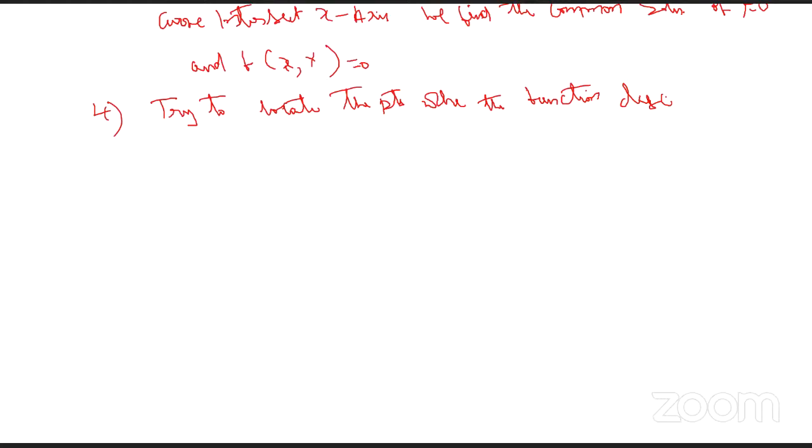Discontinuous. Where the function discontinues. Fifth point: calculate or find d square y by dx square.